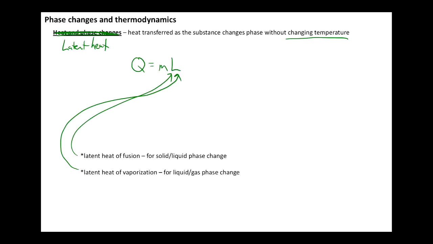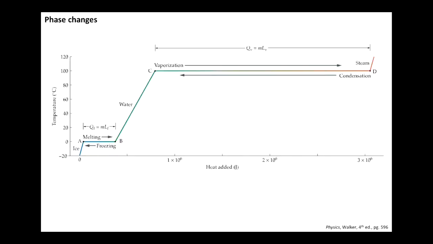To give you a feel for how all of this works together, we could look at water. So this is a graph for water. Notice on the y-axis we have temperature, and at the bottom we are adding more and more heat to the substance. And I think this points out something a little bit interesting. We're going to start with ice. So we've got frozen water that's at negative 20 degrees Celsius.